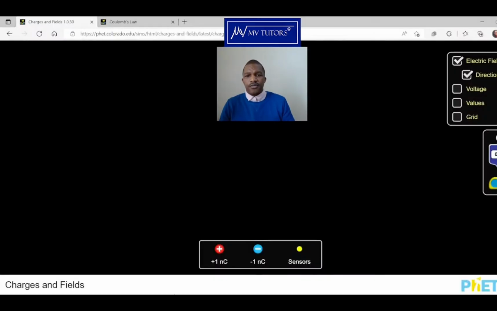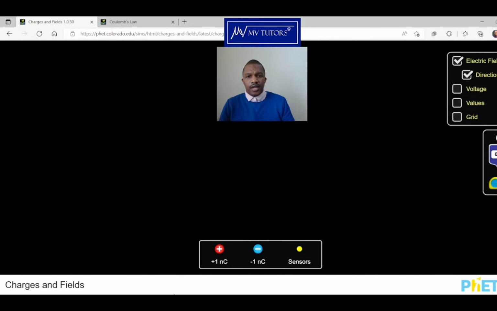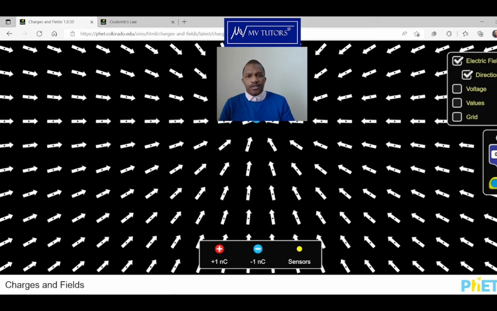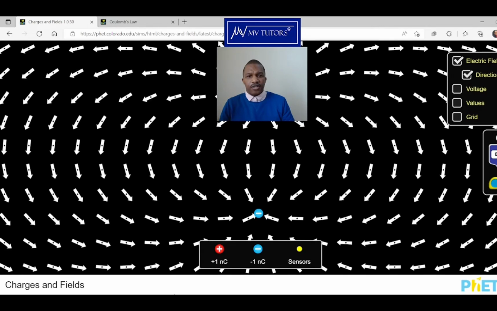I do have a simulation I can show you here. If you have a positive charge, do you see that the electric field is going away from it? And if I have a negative charge, do you see that the electric field is going towards it? So in the scenario that we have here, we have a negative charge and a positive charge. So you see what's going on? The electric field is going away from positive towards negative. So this is exactly what we have to draw.